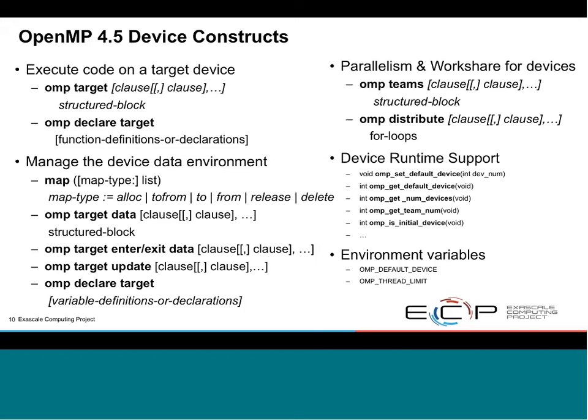In addition to that, OpenMP 4 and 4.5 provide new mechanisms to express other types of parallelism that are available in the device or the accelerators, such as OMP teams and OMP distribute, which is basically a way to share work across teams that we create in the accelerator or the devices. This is a very important type of parallelism because it's what, for example, is supported on devices like GPUs.